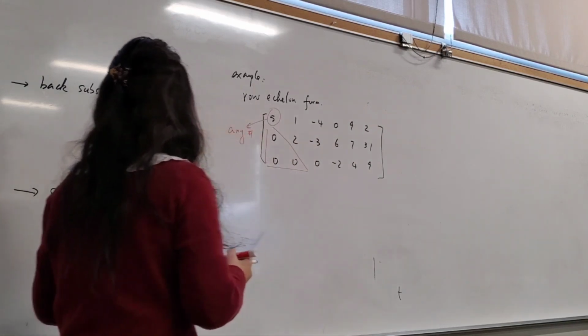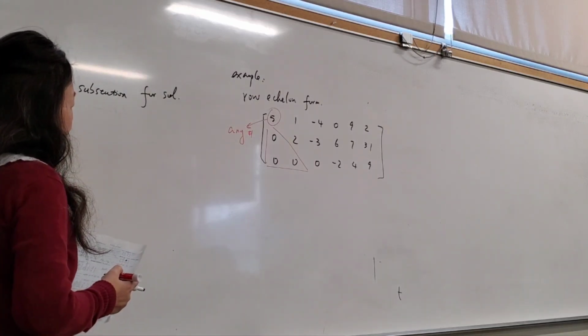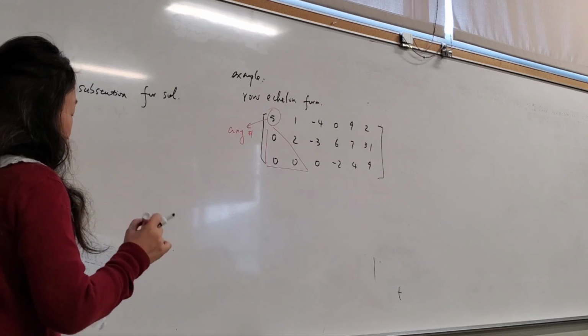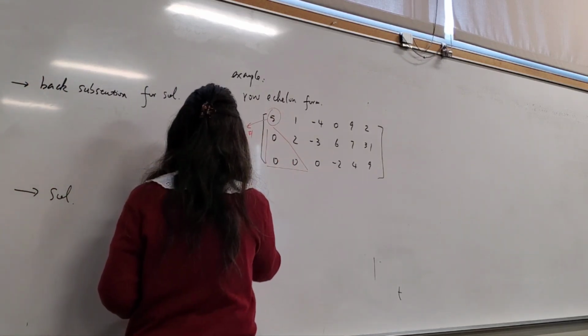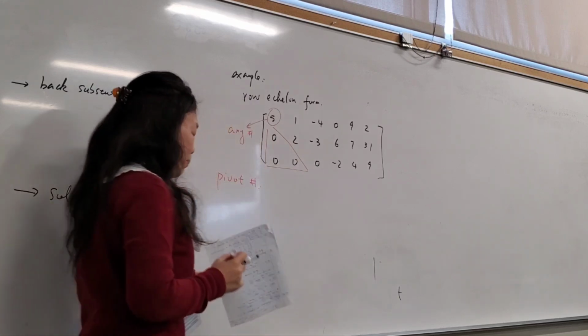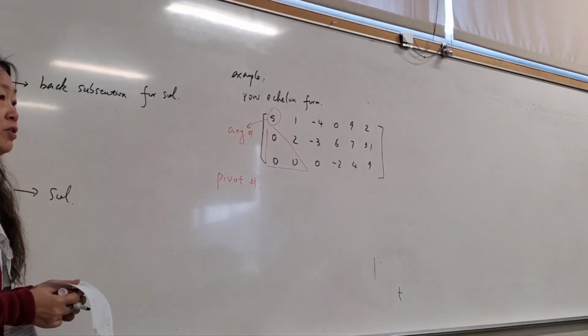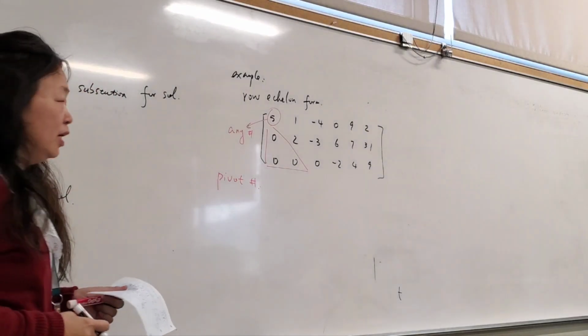Okay, and I think that's all you need to do. And then this number we call a pivot number. What's a pivot number? A pivot number is a number you use to zero out the rest of the column entries.